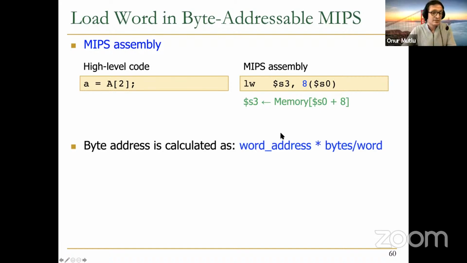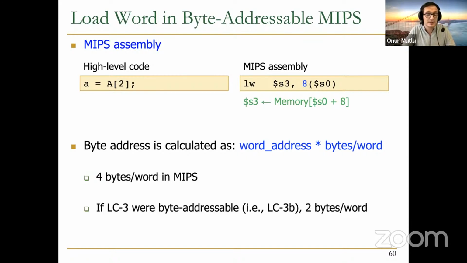As I said, byte addresses are calculated as word address times bytes per word. Here you have the word address, or the element address. Your element size is 4 bytes per word, so you need to multiply 2 by 4. If this was 1,000, you would also multiply it by 4, so you will get 4,000 over here, assuming you fit in the offset. So you get 4 bytes per word in MIPS. If LC3 were byte addressable, you would use 2 bytes per word. It will be a little bit different, but again, you don't need to worry about it right now.